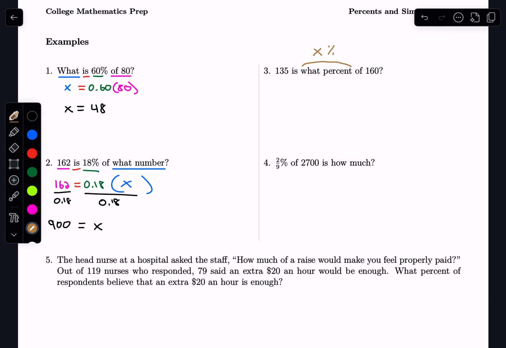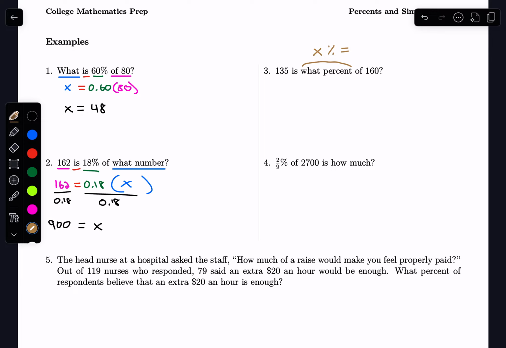I would prefer though to not write x percent in the next step because then I still have to convert it into a decimal or fraction. So just keep in mind that whenever it says what percent, we can represent that as x percent originally, because it's what percent, so it's x percent.